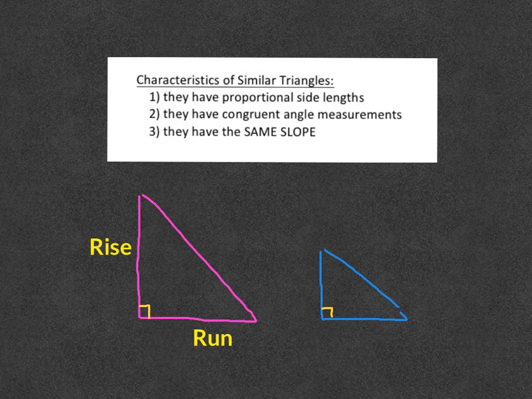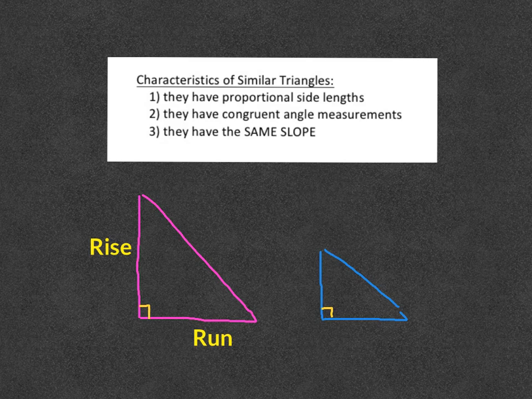Some characteristics of similar triangles is they're always going to have proportional sides. They have congruent angle measurements, so all the angles are exactly the same. And if that happens, then the slope of both the triangles are also the same.